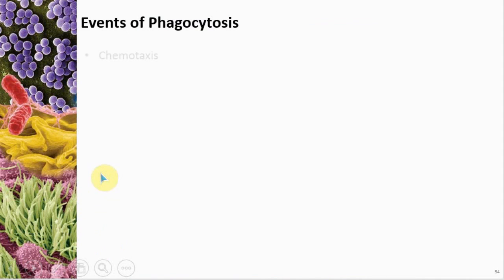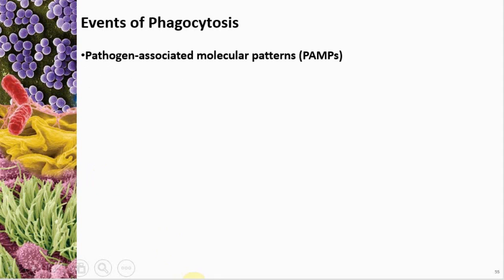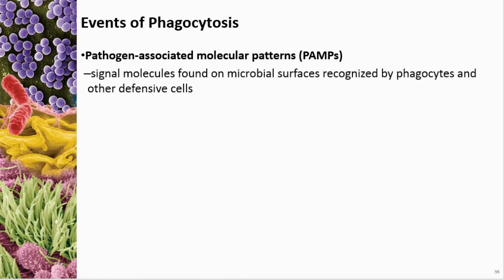Okay, so how does this all occur? The first part is called chemotaxis, and I'm going to go over all of these with some pictures in a minute. Ingestion, the formation of the phagolysosome, destruction of the pathogen, and then excretion. So there are these things called PAMPs. I think I'd mentioned these earlier, pathogen-associated molecular patterns. These are really just the markers found on the outside of the bad guys that, when they come into contact with the macrophage, are recognized as foreign, and that triggers the phagocytosis.